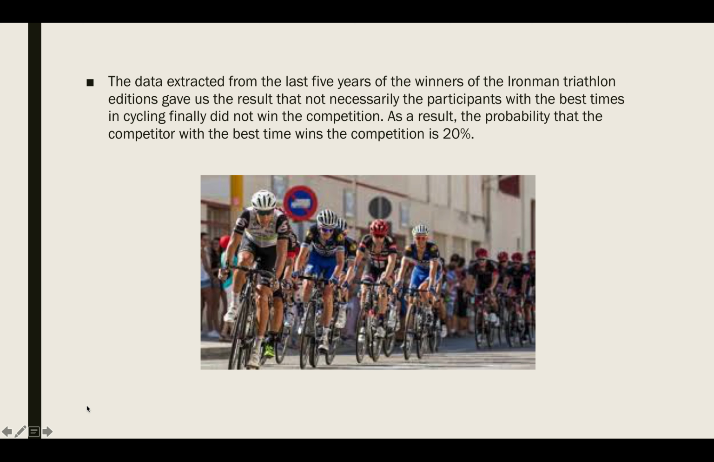The data extracted from the last 5 years of the winners of the Ironman triathlon edition gave as the result that not necessarily the participant with the best times in cycling finally won the competition. As a result, the probability that the competitor with the best time wins the competition is 20%.